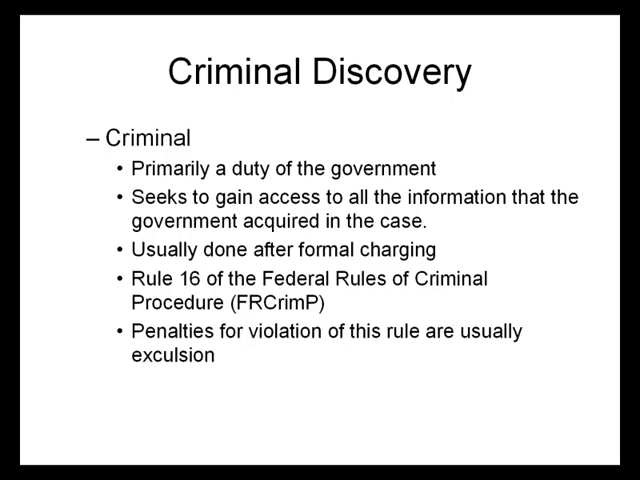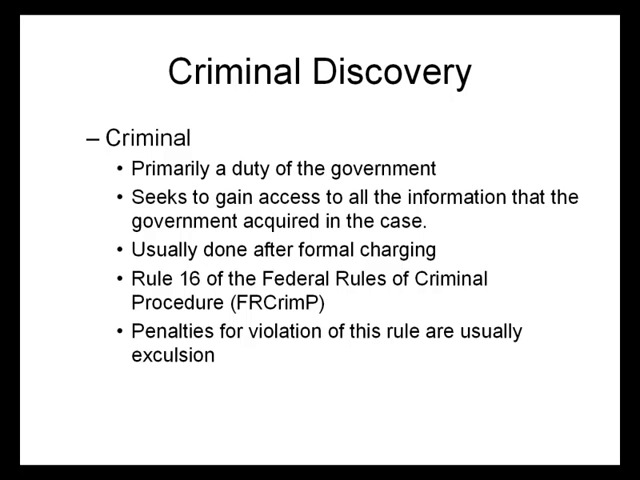Criminal discovery. We don't typically think of it, we don't typically refer to it as criminal discovery, although if you actually look at the Federal Rules of Criminal Procedure, Rule 16 is in fact titled criminal discovery. It is fundamentally a duty of the government, again, because the government is the 900-pound gorilla and the defendant is the 98-pound weakling. It typically is used by the defense to ensure that they have access to all the information that the government has so that they can mount their defense.